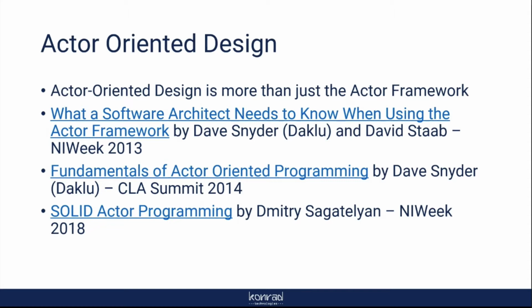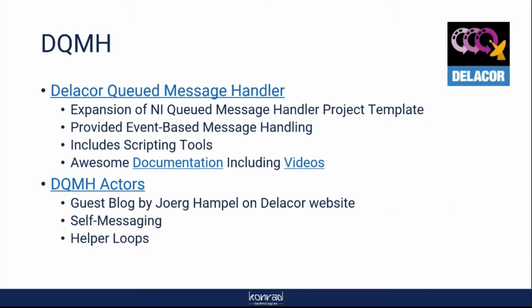So these are great links, and Chris is going to be sharing them, I hope, in the announcements. Next is DQMH. That's the Delacorte queued message handler. A lot of you have probably used this before. It's an expansion of the NI queued message handler template, and it provides the event-based message handling. It has a lot of scripting tools and awesome documentation, including some videos showing you how to get started. We actually utilize DQMH and actor framework, and I'll talk about how we had a split in the middle there in this project. And one of the things we went to is DQMH actors.